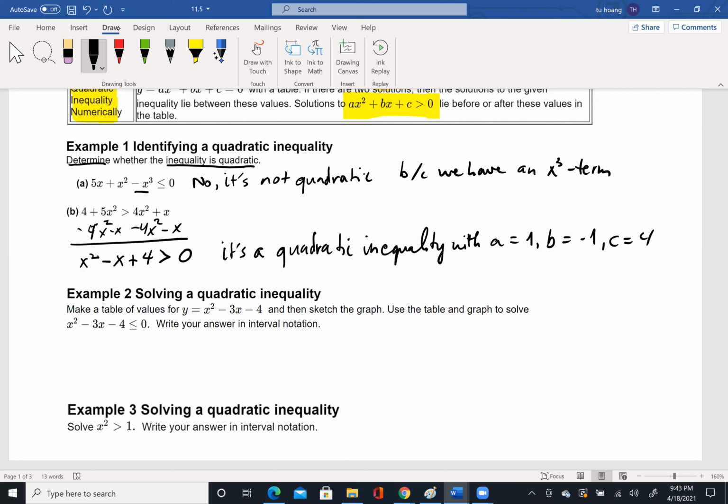We have example 2, solving a quadratic inequality. Okay. So we make a table of values for y equal to x squared minus 3x minus 4, and then sketch the graph. Use the table and graph to solve x squared minus 3x minus 4 less than or equal to 0. And then write the answer in interval notation.